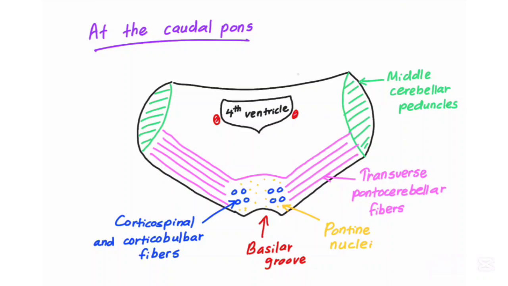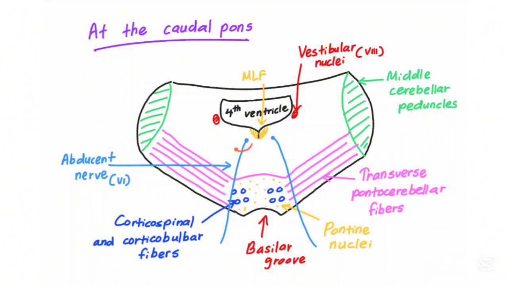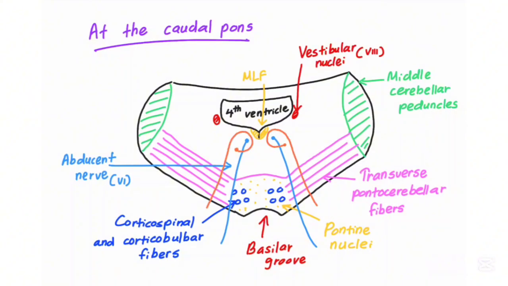At the sides of the ventricle there are vestibular nuclei of the 8th cranial nerve, and here is the medial longitudinal fasciculus. And as we know, three nerves emerge at the level of the caudal pons, and here is the abducens nerve, the 6th cranial nerve, and here's the 7th cranial nerve, the facial nerve. So here the facial nerve curves around the abducens nuclei and forms the facial colliculus on the posterior surface.